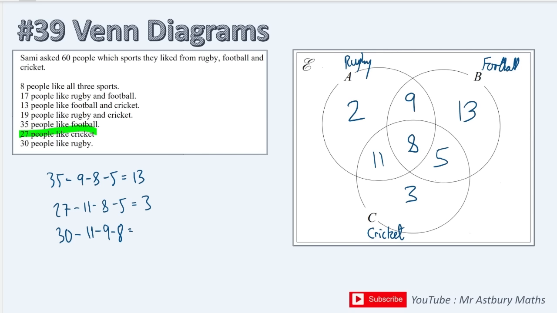And finally, we need to figure out what goes on the outside, the people who like none of these sports. What I'm going to do is add up all of the people who do like sports, and they're in there. There's 30 in rugby, and there's 13 there to make 43. Add 5 makes 48. Add 3 makes 51. There are 60 people in total, so 60 minus 51 is equal to 9. So 9 people need to go on the outside.